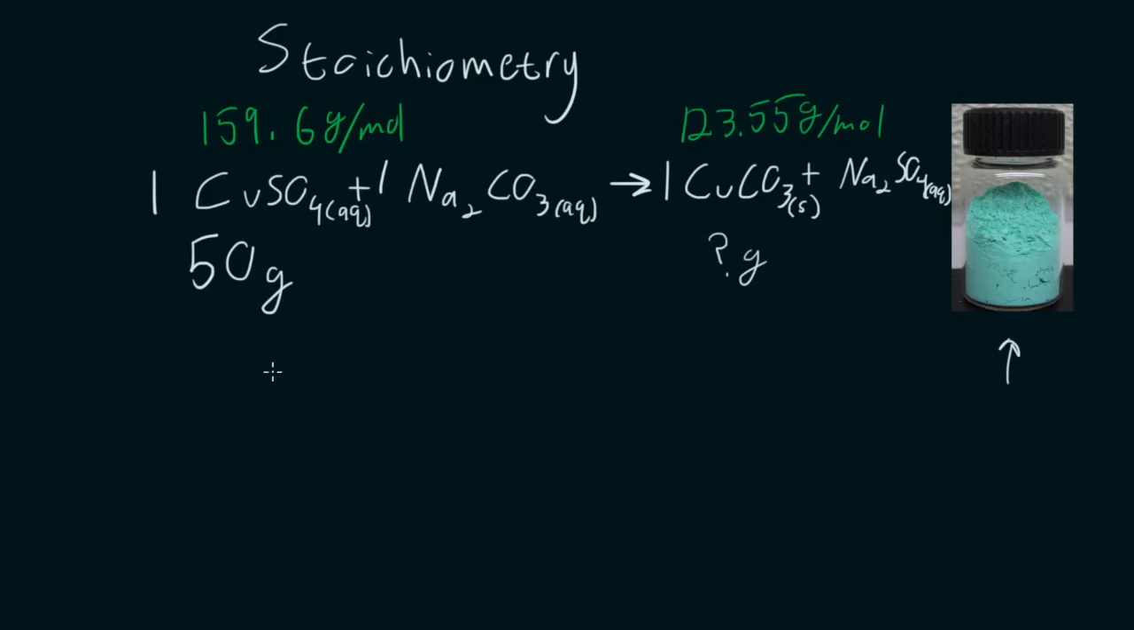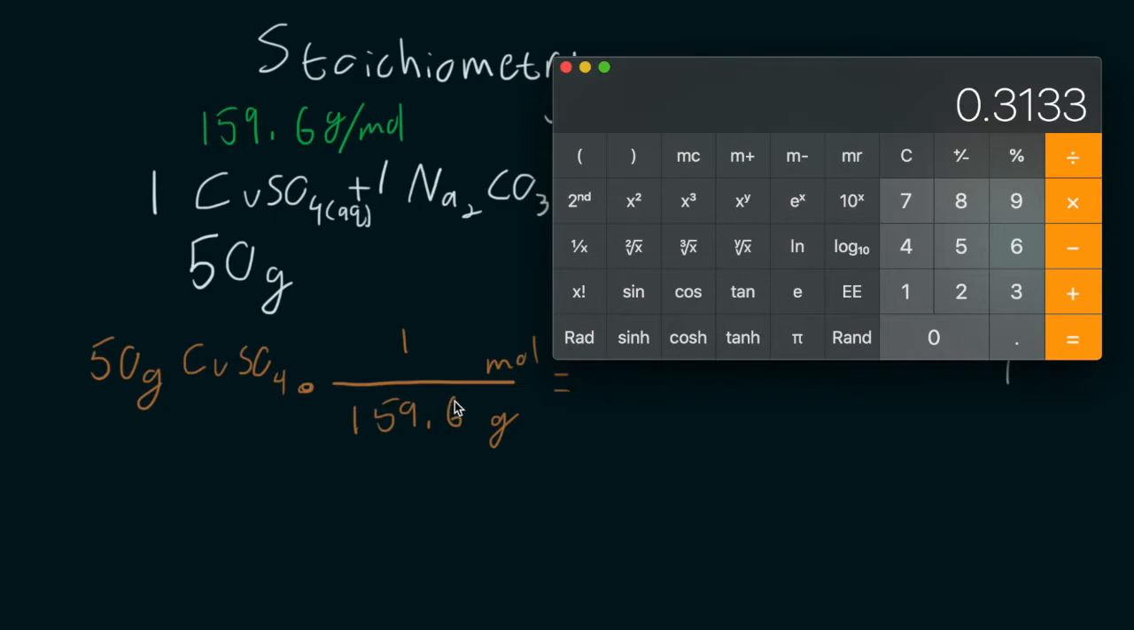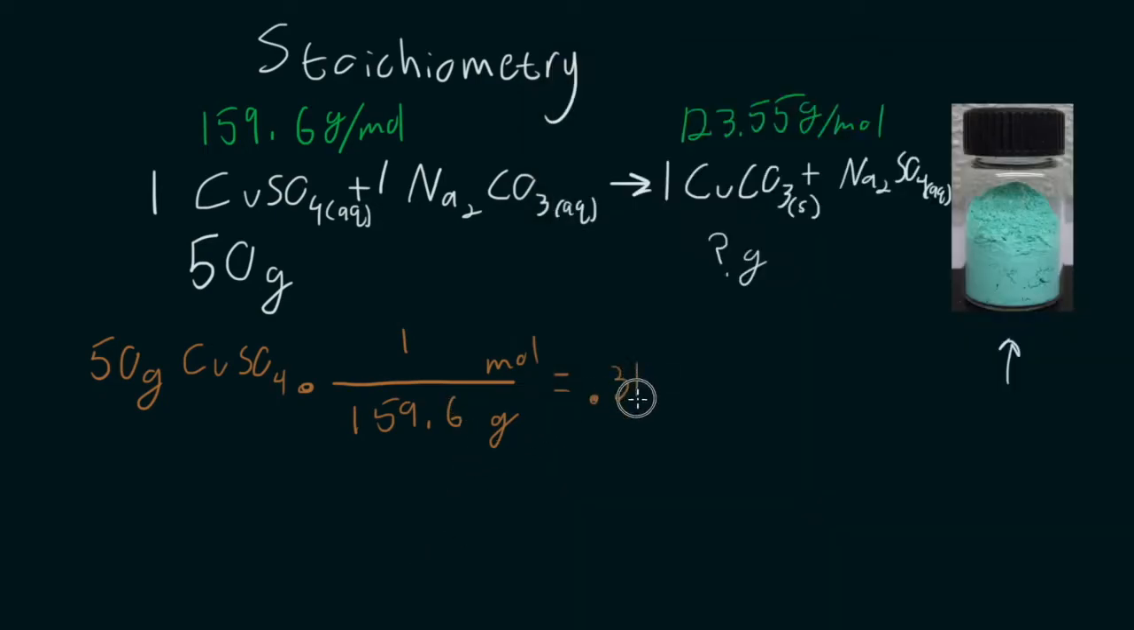So let's put this together. Let's use this color. I'm going to start with 50 grams of copper sulfate, CuSO4, and I'm going to convert that from grams to moles. My ratio here is going to be 159.6 to 1. So that'll tell me how many moles of CuSO4 that is. That gives me 0.313 moles of CuSO4. So how many moles of copper carbonate is that going to be? Well, I could easily figure this out. This is a 1-to-1 ratio, so it's going to be 0.313.